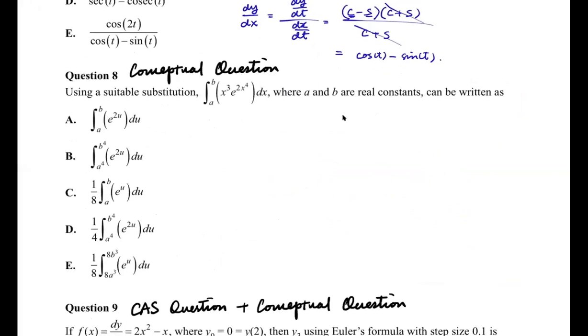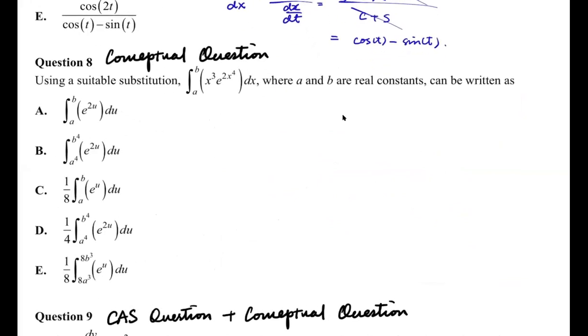Question 8. Using a suitable substitution where a and b are real constants. Okay, so let's have a look. We definitely have two options. Either u equals x to the power of 4, or you can say u equals 2x to the power of 4. It depends which one we choose. Let's stick with the simple one.